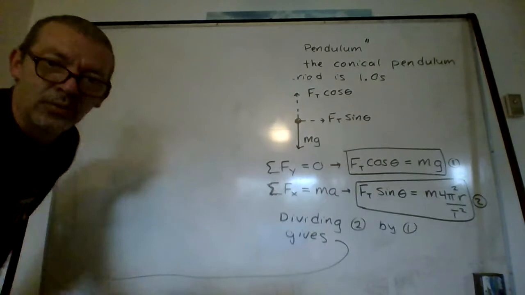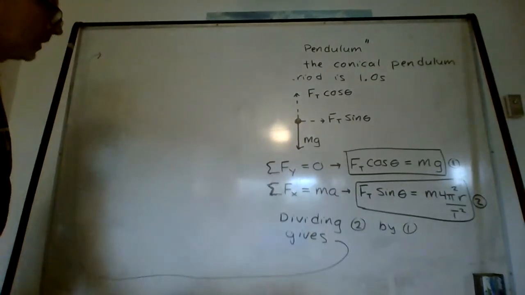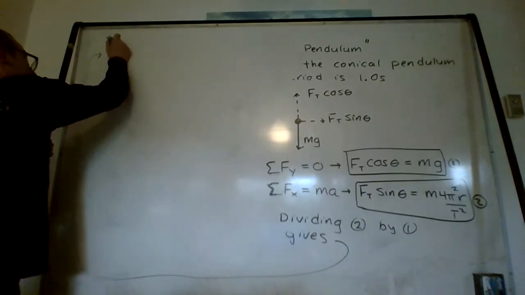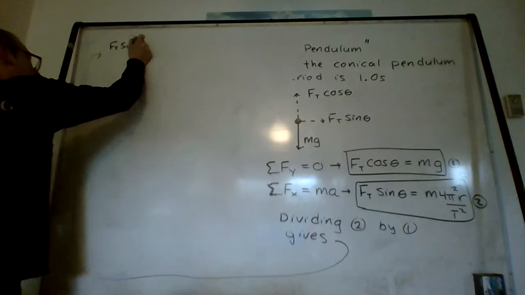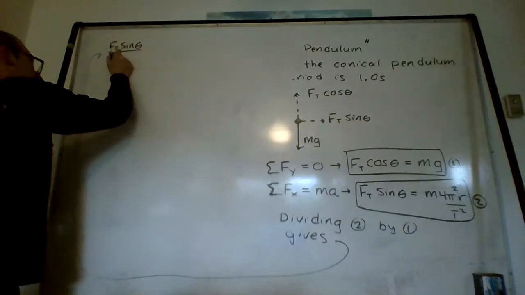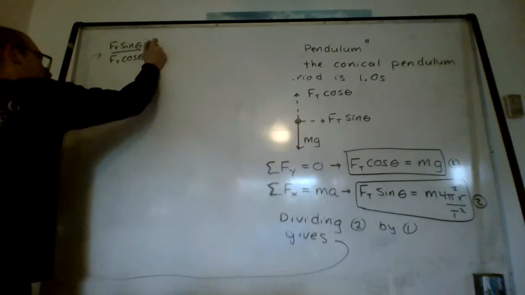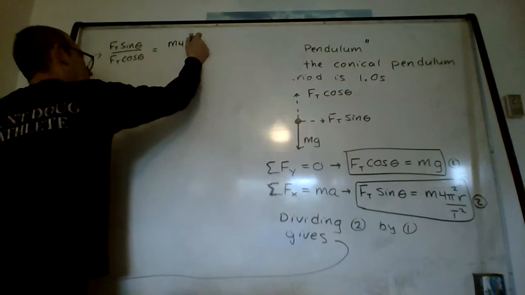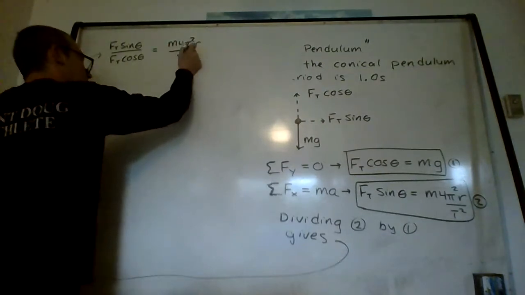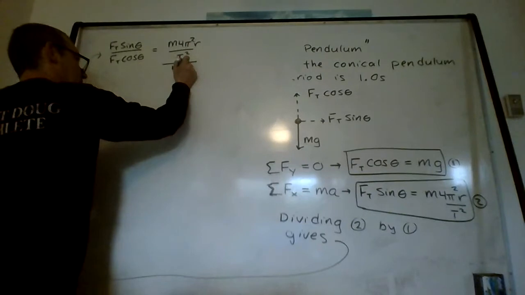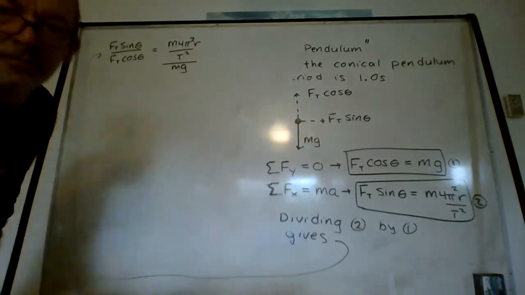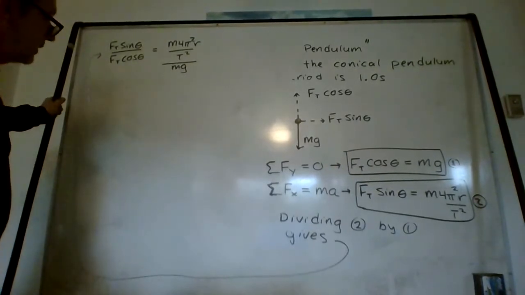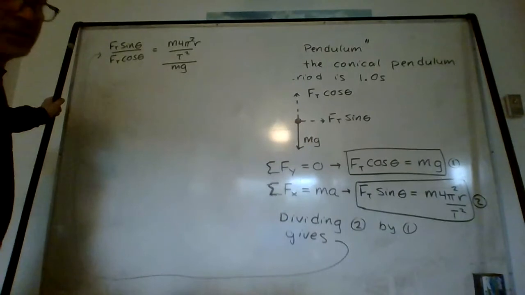And then I'm back up to the board on this end. So when I do that, I'm going to get tension sine theta divided by tension cos theta, for the left, and then m 4 pi squared r over t squared divided by mg. Now that looks a little bit gross on the right hand side, but it cleans up a little bit.